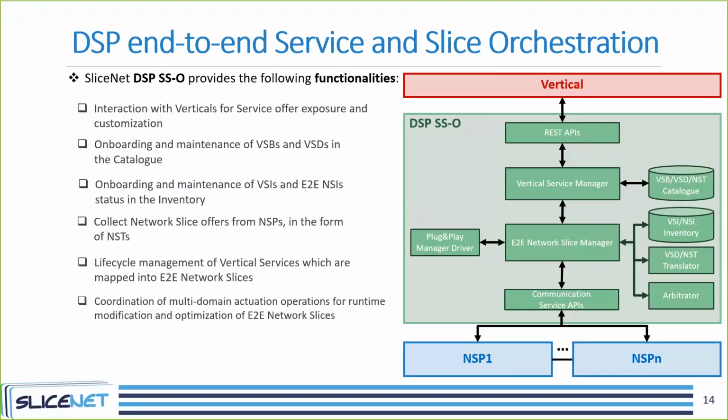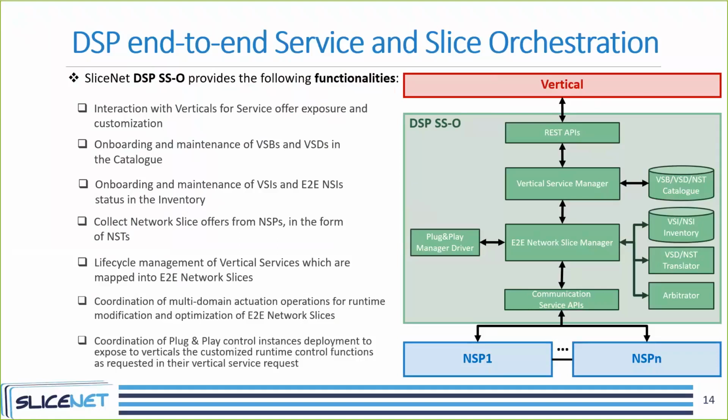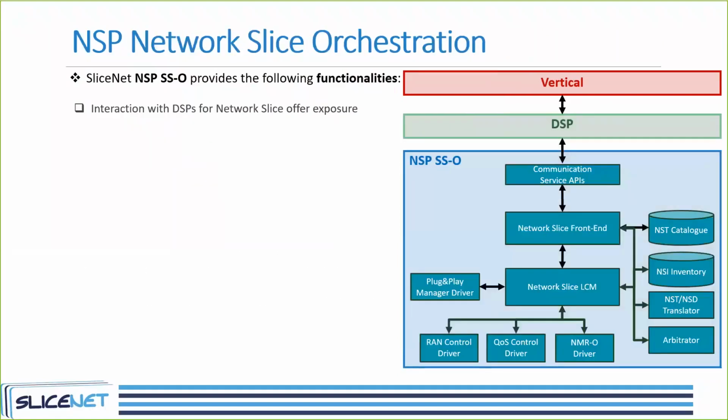Coordination of multi-domain actuation operations for runtime modification and optimization of end-to-end network slices, as I told you before, in the process of the closed control loop for optimizations. And coordination of plug-and-play control instances deployment to expose to verticals customized runtime control functions according to the vertical service request.